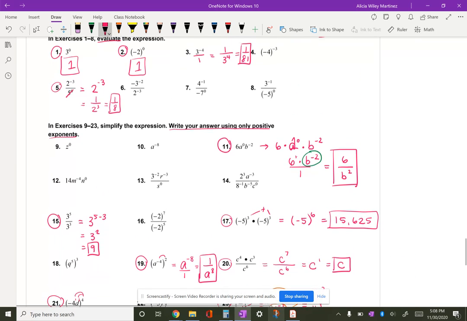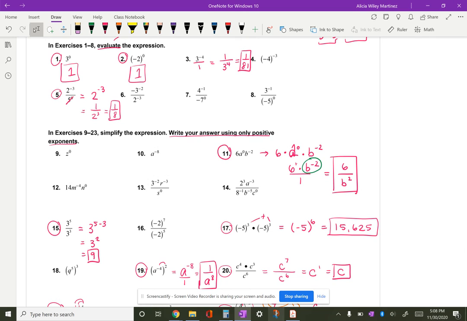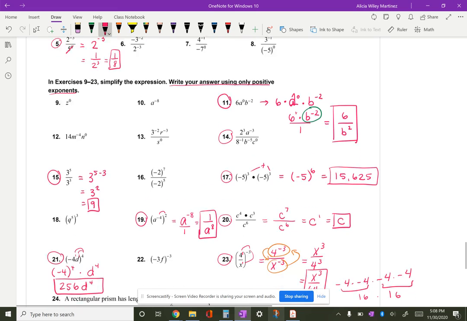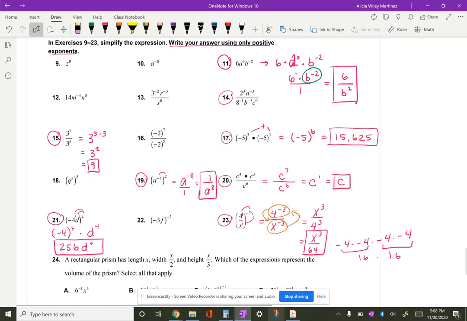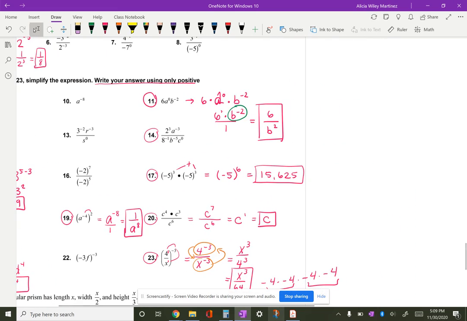Okay. Let's see. Any other examples that are good? Number 14 looks like a lot. I don't really have enough space to do it there. Let me do that one over here off to the side. So if I have 2 to the 3rd, a to the -3, all over 8 to the -1, b to the -5, c to the 0. Okay, so this is number 14.